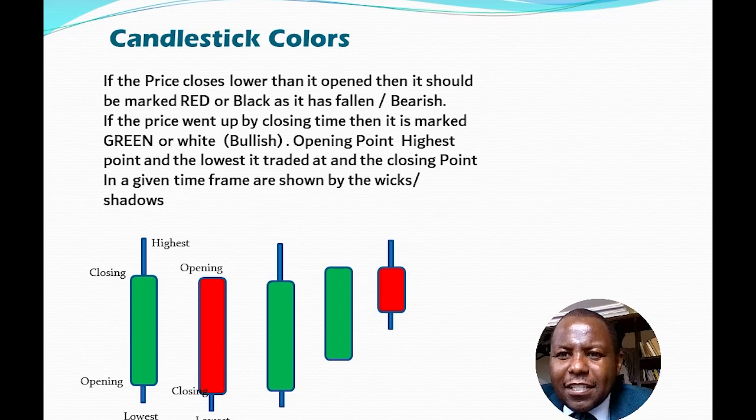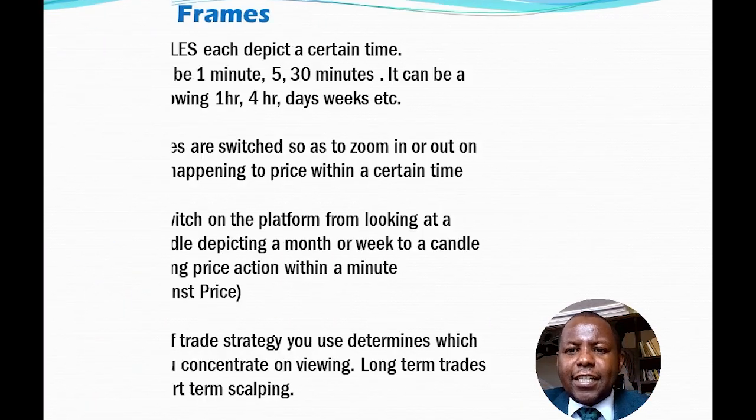The opening point, the highest point, the lowest point, and the closing point in a given time frame are shown by the wicks and the shadows. Those wicks and shadows show the highest point and the lowest point. Self-explanatory, and it's an easy one.